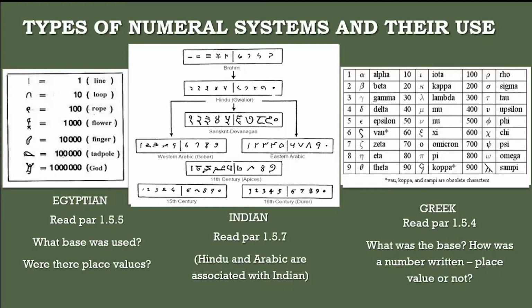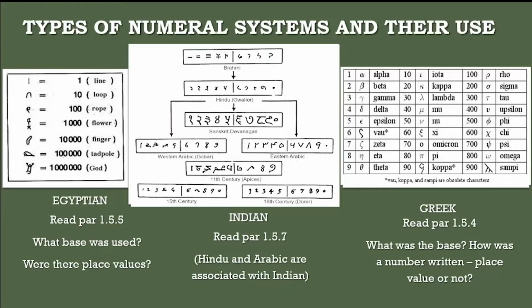What was the base they used? Was it base 10? Was it base 60? Base 12? You can clearly see what it was. And were there place values? You will read that in paragraph 1.5.5.